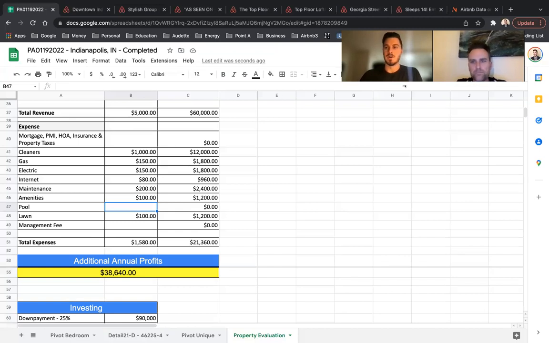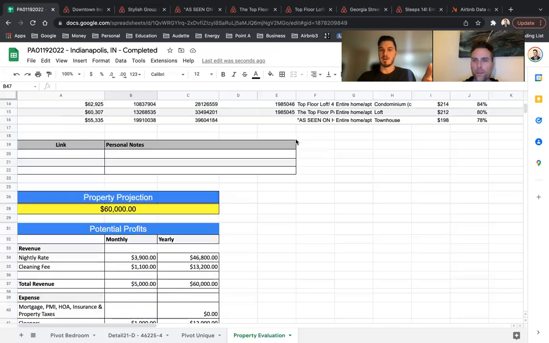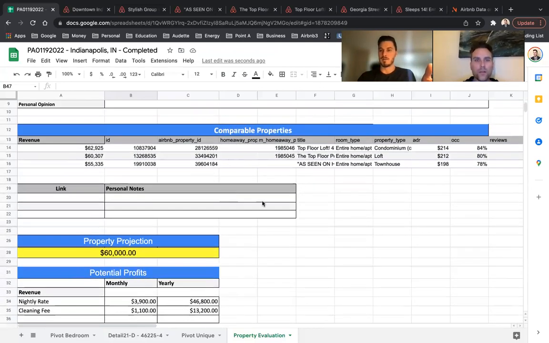Great. So this is how I would pitch somebody that was going to let me manage their home, right? The way I would go about it is that you have the data now, right? We know how much a home could potentially make. We have comparable properties to prove it, right?